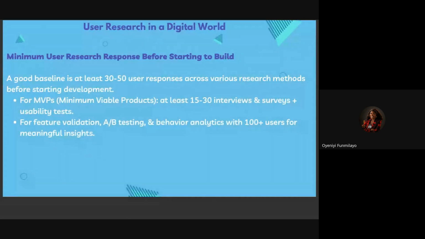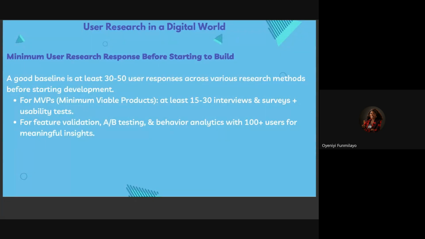So these are things you need to understand before you conduct your user research. The minimum user research response before starting to build, especially if you're building a new product, right? A good baseline is at least 30 to 50 user responses across various research, across your user survey, your online survey, right? Before starting your development.